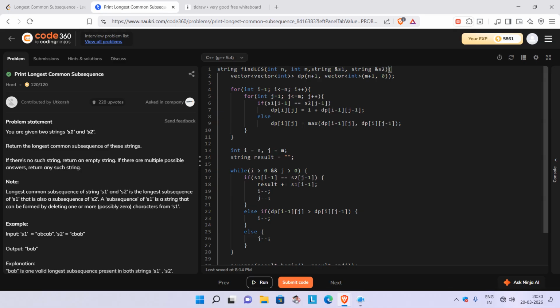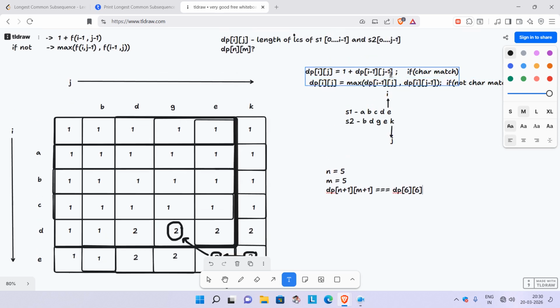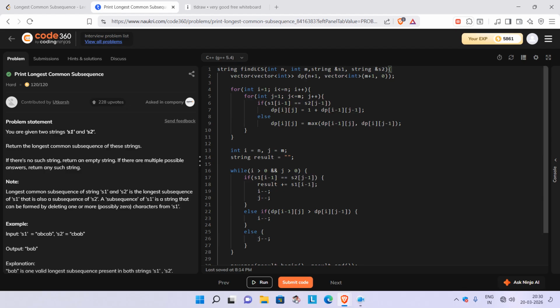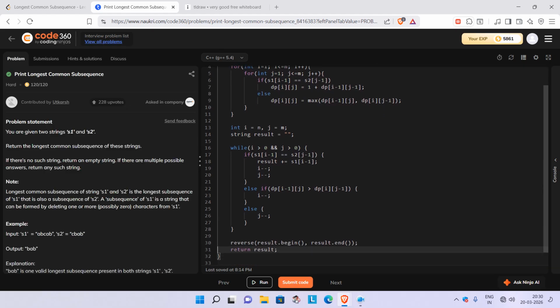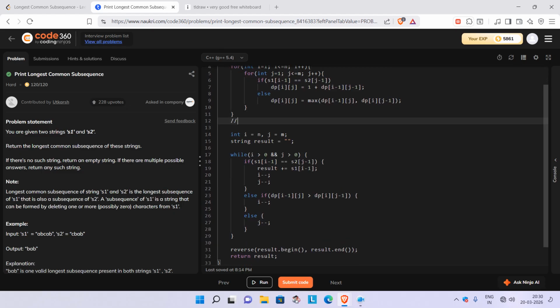If these characters are matching, what we simply do, as we know very well, is write dp[i][j] equal to 1 plus dp[i minus 1][j minus 1]. And in the else condition, meaning the characters are not matching, we have to take the maximum value there. So this is the process we have to build. We have built our DP table here.